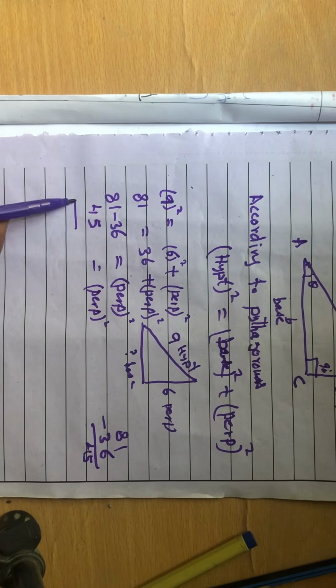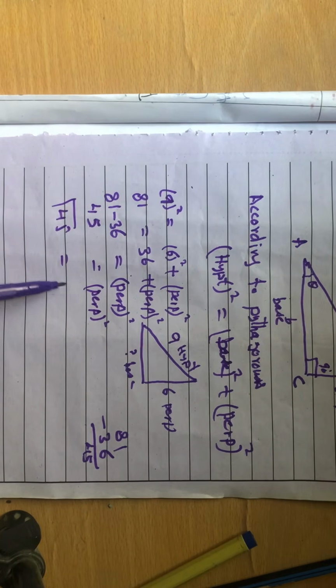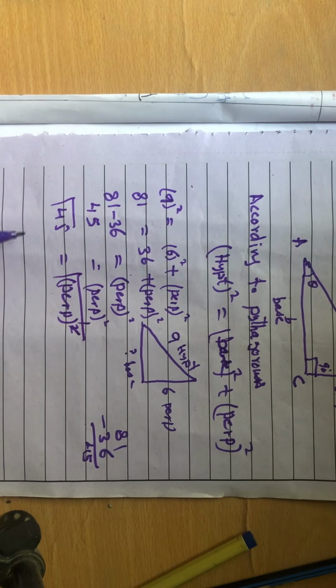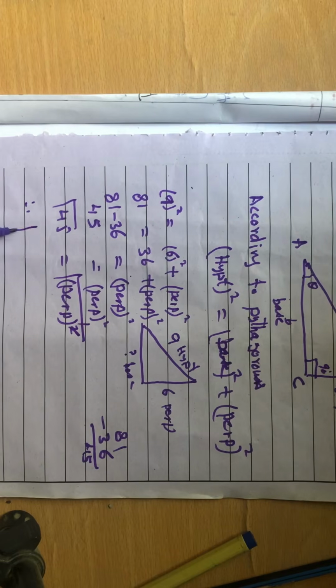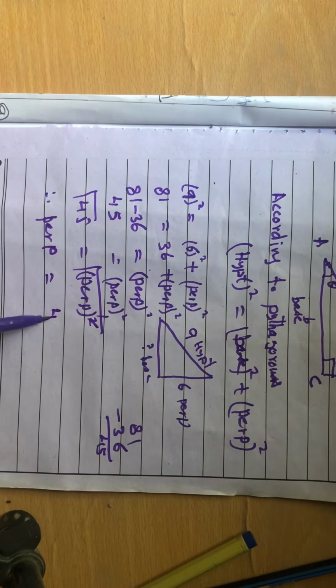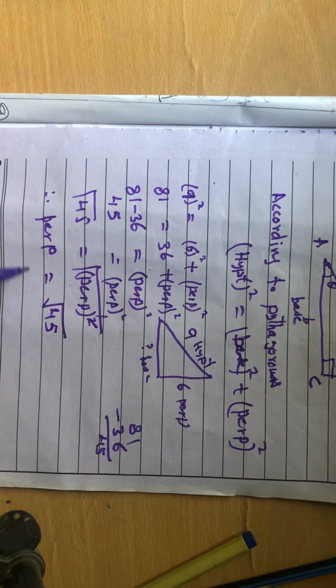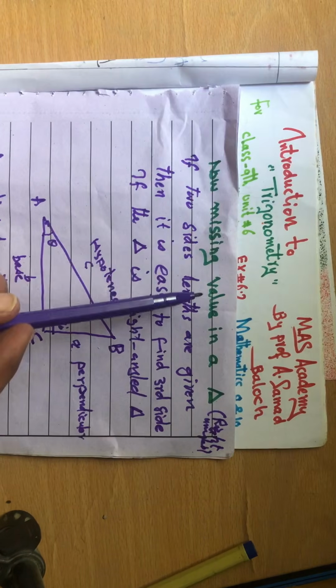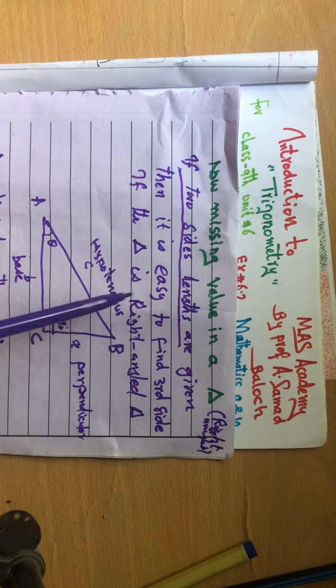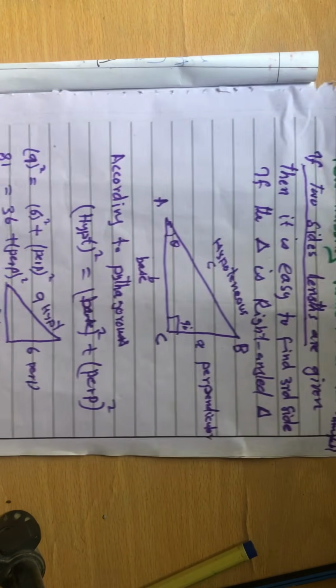Now how do we remove the square? That is by taking the square root on both sides. After taking the square root on both sides, the square on the perpendicular gets cancelled. Therefore, at last we can write the perpendicular is equal to the square root of 45. This is the way to find a missing side if we have two sides. Very easy to solve the triangle.